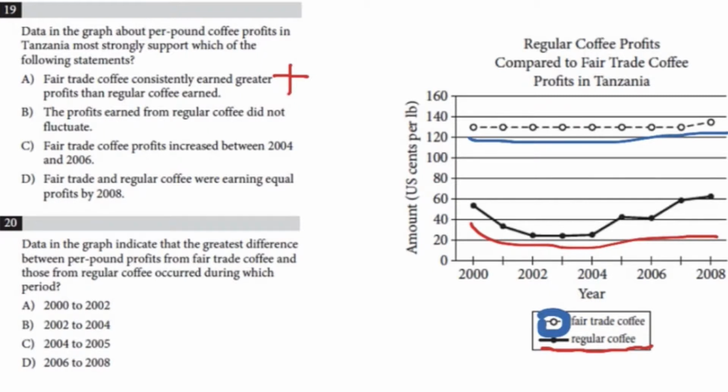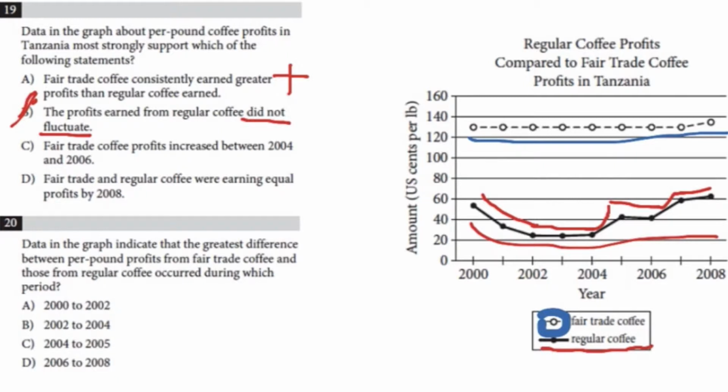Answer choice B, the profits earned from regular coffee did not fluctuate. Let's go back to the graph. Regular coffee profits were close to 60 cents in 2000, and by the time we get to 2002, they're just over 20 cents. That's already some fluctuation. They flatline, then increase a little, flatline, increase, flatline. This graph tells us that the profits earned from regular coffee did fluctuate, so to say that they did not fluctuate would be incorrect. We eliminate answer choice B.